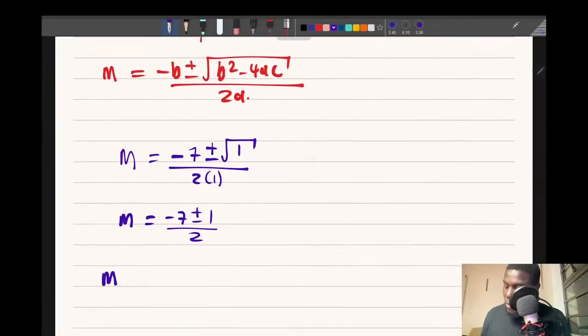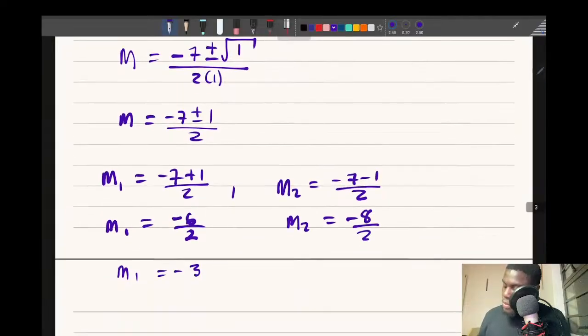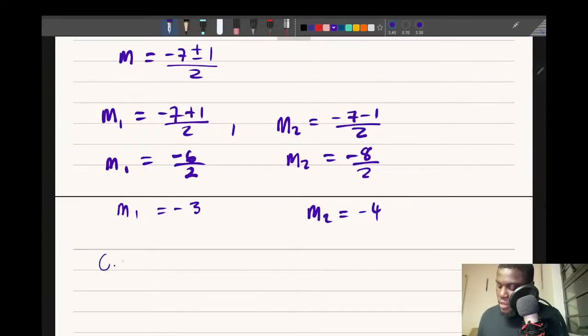So we have our m1 being equal to minus 7 plus 1 over 2, then we have our m2 being equal to minus 7 minus 1 all over 2. m1 will be minus 6 over 2, which means m1 is equal to negative 3. m2 will be negative 8 over 2, which means m2 is equal to negative 4. We have the solutions. Are they the same? No. So the complementary function is very easy for this one.